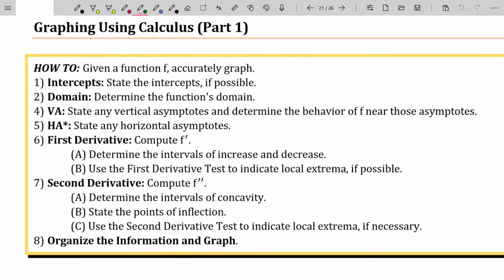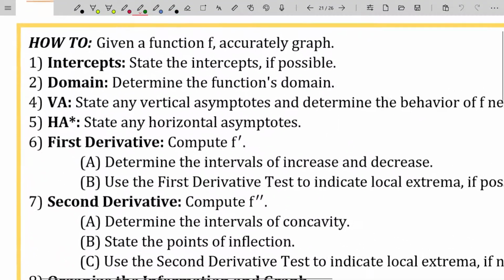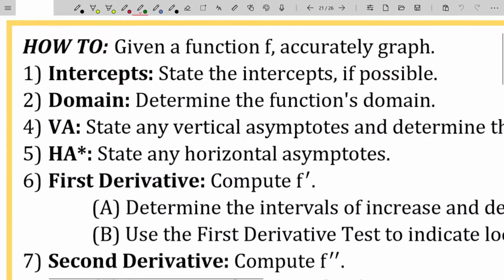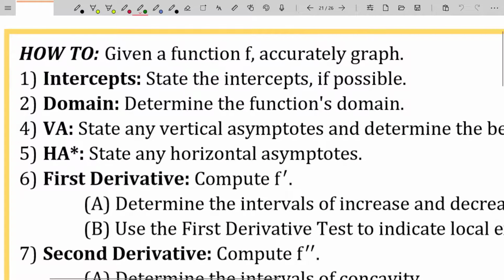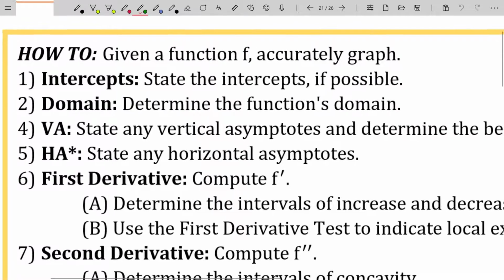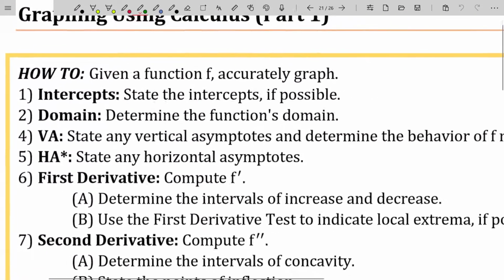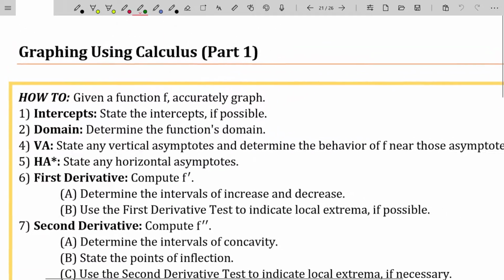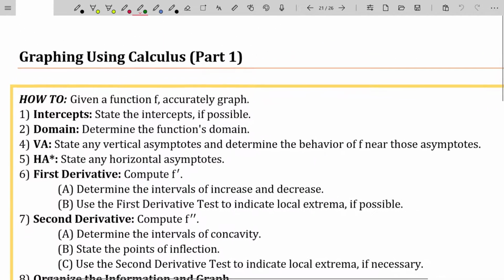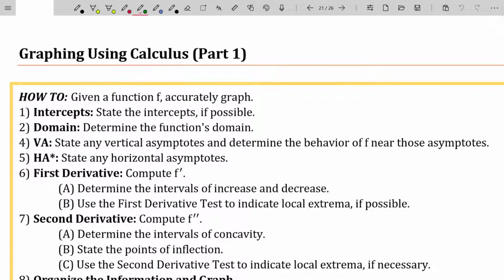The next thing you're going to do, again, climbing the way you've learned mathematics, you then step into your intermediate algebra and you state the domain. So determine the function's domain. And then, continuing on with your intermediate algebra into pre-calculus, you state the vertical asymptotes. I say this is part of pre-calculus because you're going to determine the behavior of f near those asymptotes, and usually you would use calculus and limits for that.